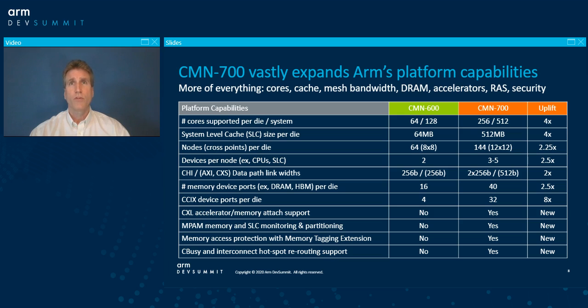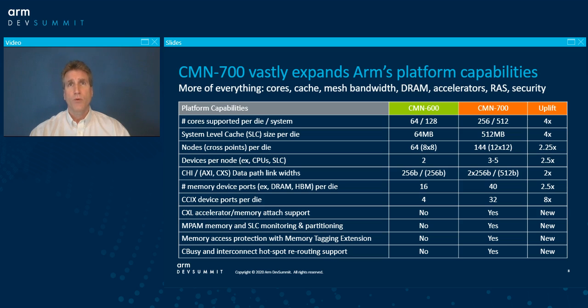Devices per port we've increased. It used to be only 2 devices per cross point. Now on the edges you can support like 4, even 5 for a single device. And the CHI interfaces and AXI and CXL interfaces for CCIX cross-chip, we've widened those from 256-bit to 512-bit.